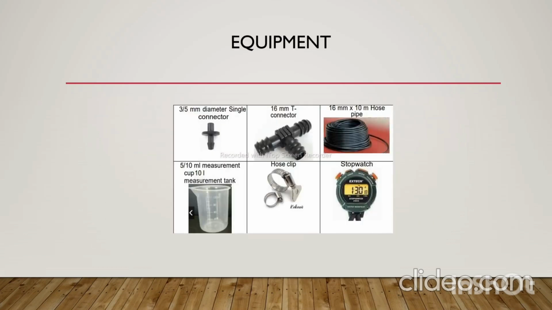These are the apparatus that we have used in our experiment: a connector, a thick connector, a hose pipe, a measuring cup, a hose clip, and a stopwatch. A single connector is connected to the holes, and a thick connector is used to create the closed loop. A hose pipe and a measuring cup are used to measure 250 milliliters, and a hose clip for the hose, and a timer.